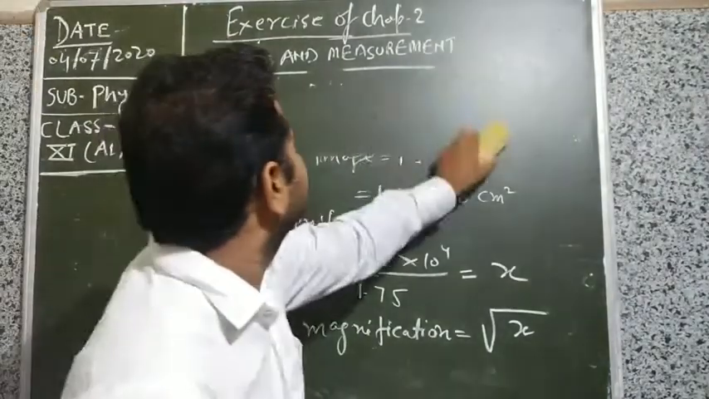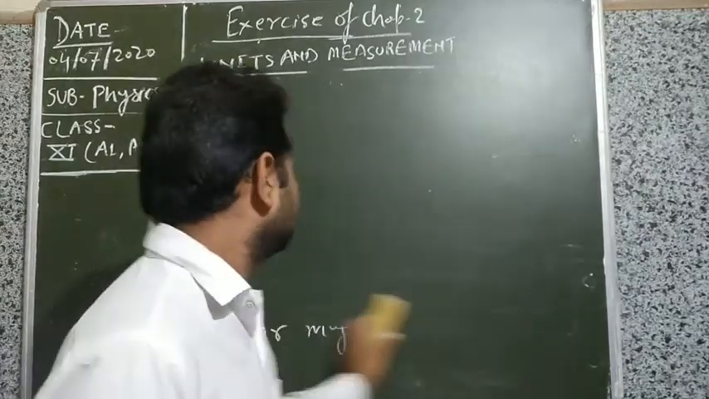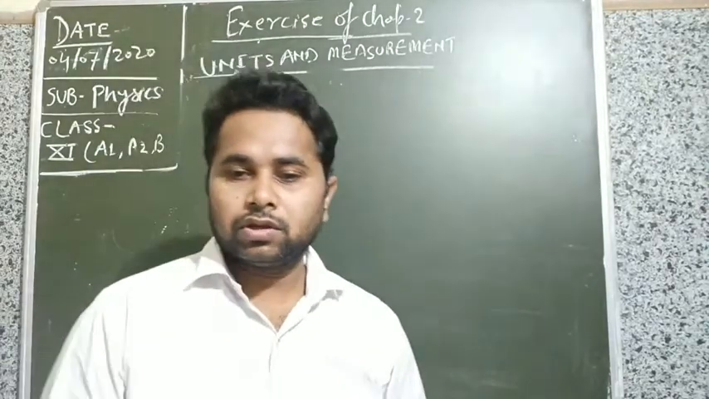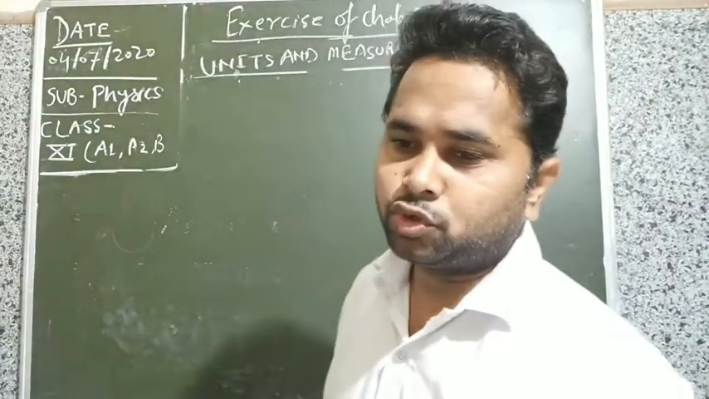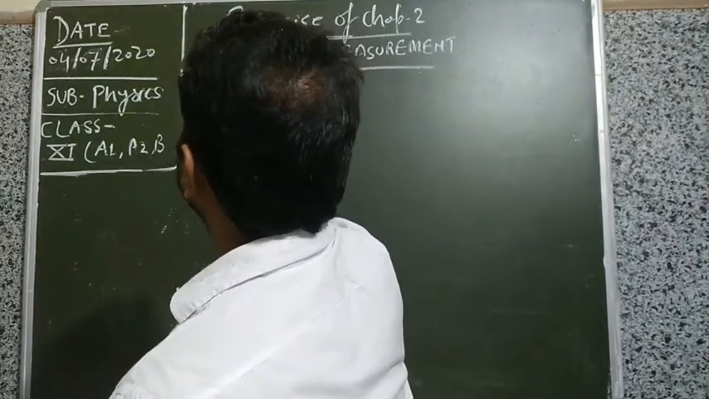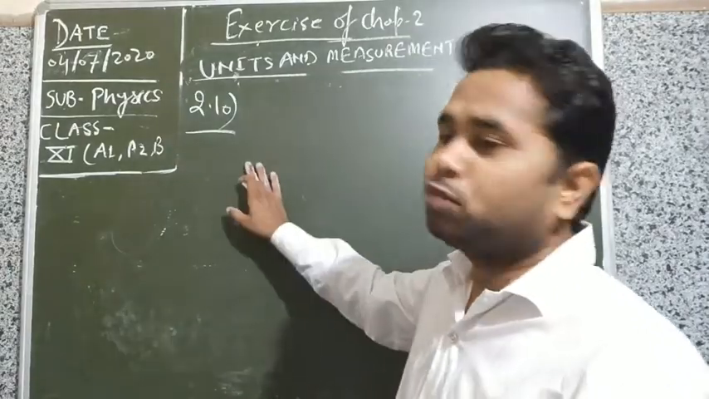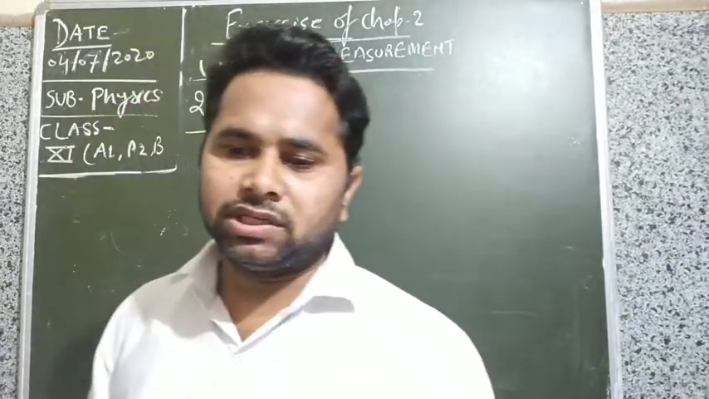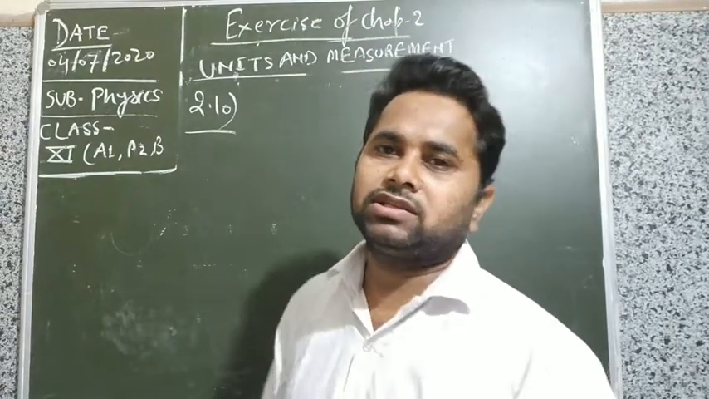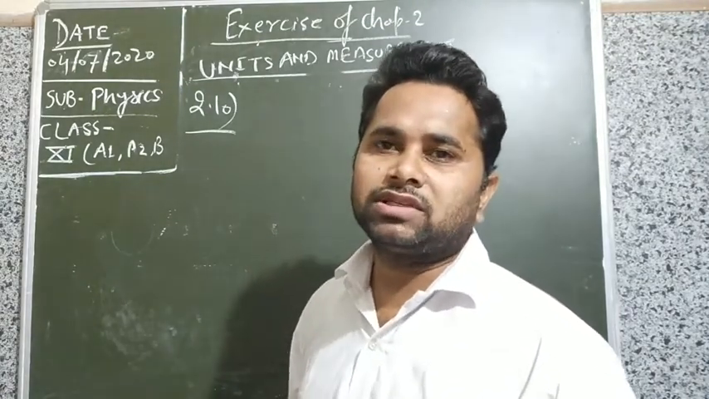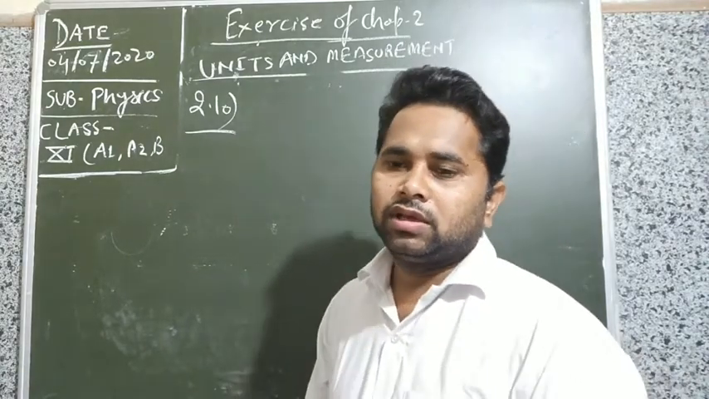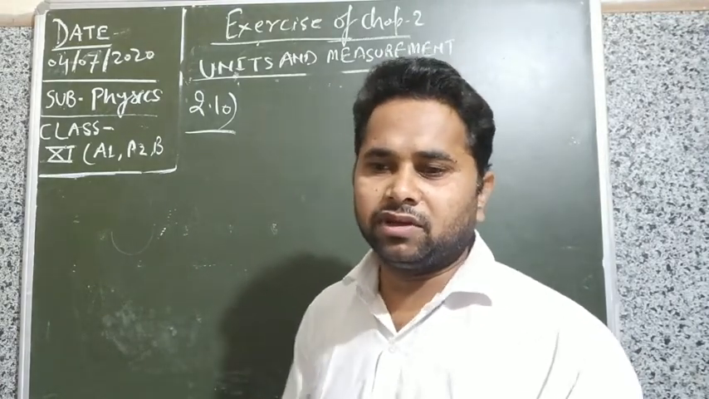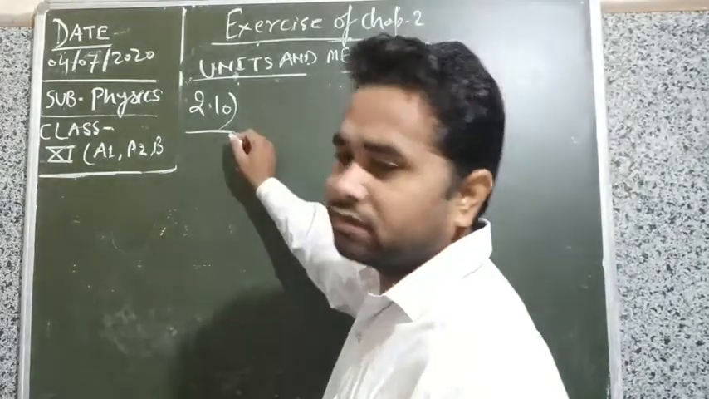Now see the next question. Next question is 2.10. In this question number 2.10, the book says, state the number of significant figures in the following. In previous lectures, I think one day before, we discussed the significant figure rules, and there are 6 questions here. We have to find the significant figures of the given measurements or given values.